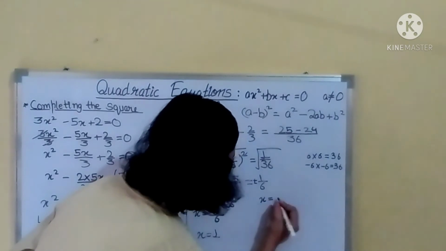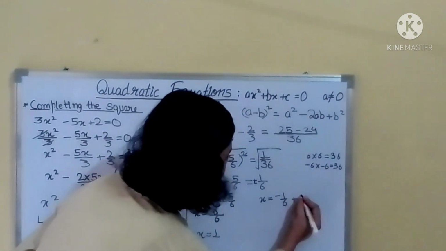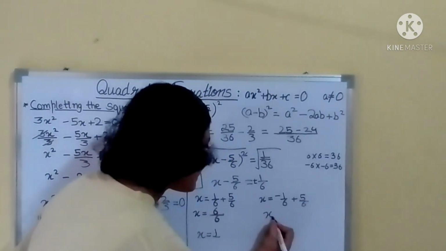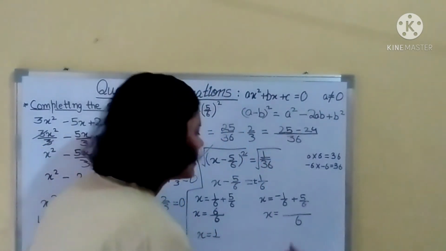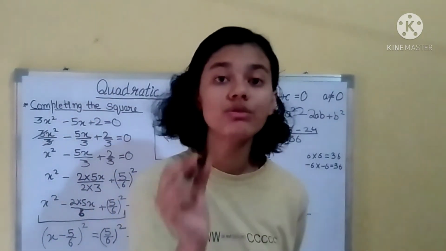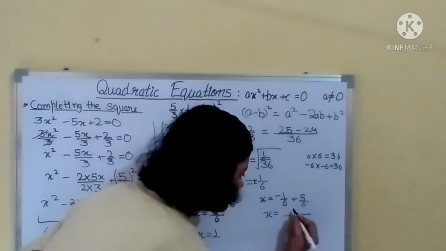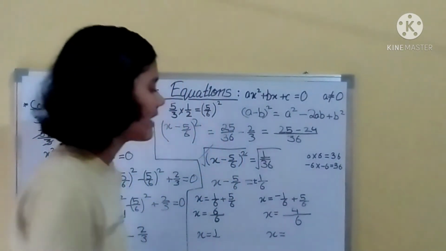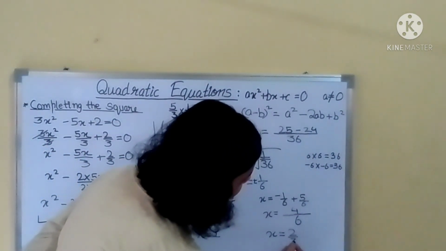Now we will do with minus. So x is equal to minus 1 by 6 plus 5 by 6. So x is equal to, 6 in the denominator, then minus 1 plus 5 is equal to 4. Why? Because 5 minus 1 is equal to 4. So 4 by 6. So the next value of x that we get is 2 by 3.